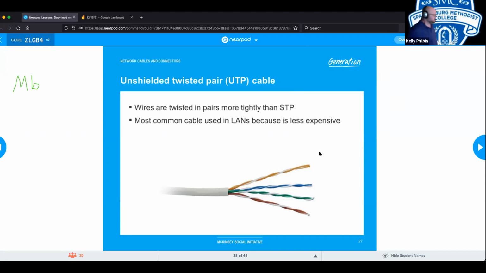Now, if you're working in manufacturing, where you have a lot of machinery moving around and a lot of stuff that will create that electromagnetic interference, you're going to want shielded cables. Otherwise, it'll be near impossible to have your network devices talking, because they will have so much interference between them. So it's the most common cable used in LANs because it is the least expensive and the easiest to work with. But again, you can see that tight twisting of each of these cables.